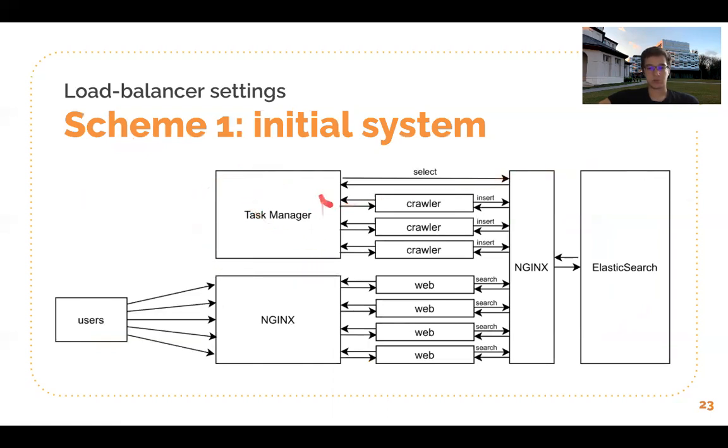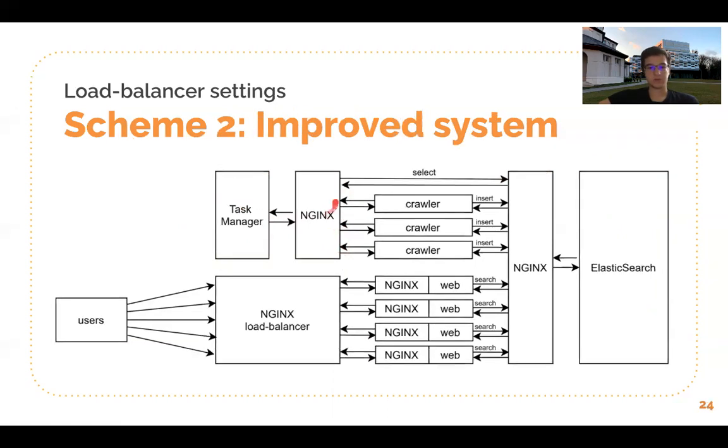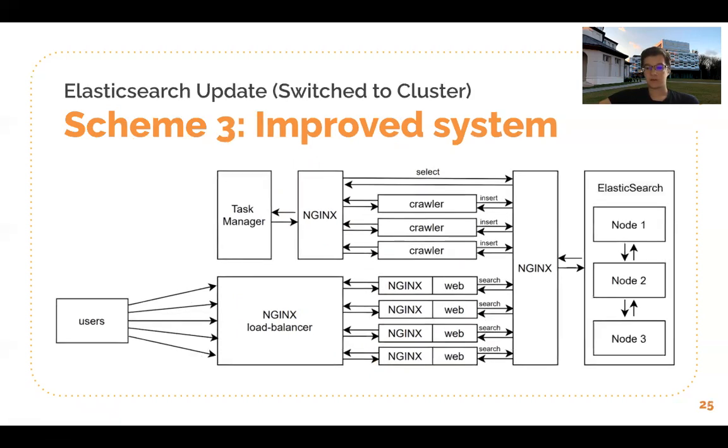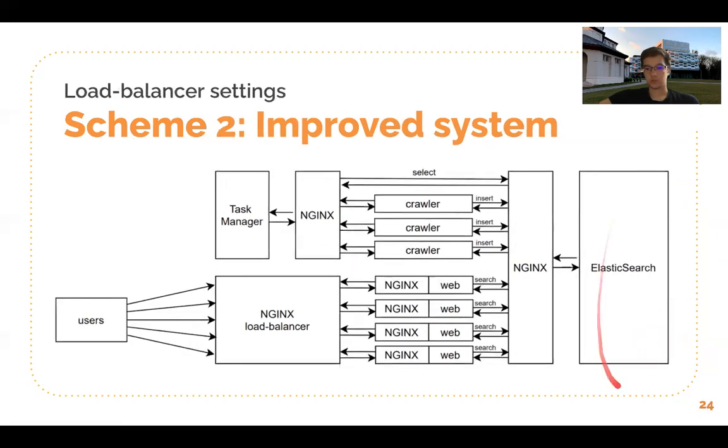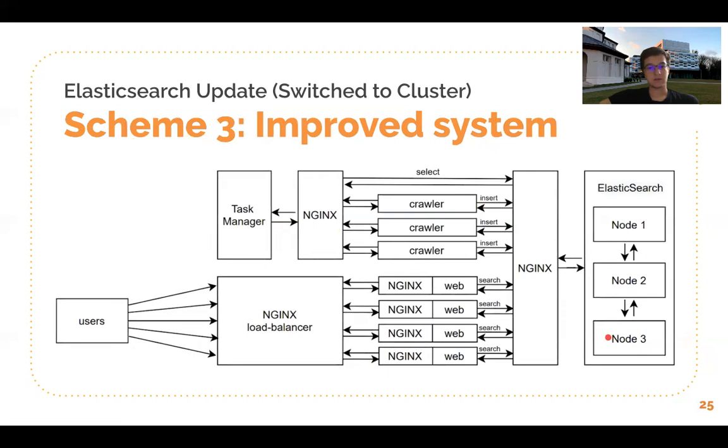Now, this was our initial system. As you can see, our task manager had open ports to everybody on the internet, which was not great. And we have solved it by putting in front of it the Nginx proxy server. Here is the Nginx, which is performing the load balancing. And in front of the web application, there is also Nginx for caching and for securing. And the third scheme, as you can see, concerns the database, Elasticsearch, which in the previous scheme was just a single node. And in the last improved system, it consists of 3 nodes.